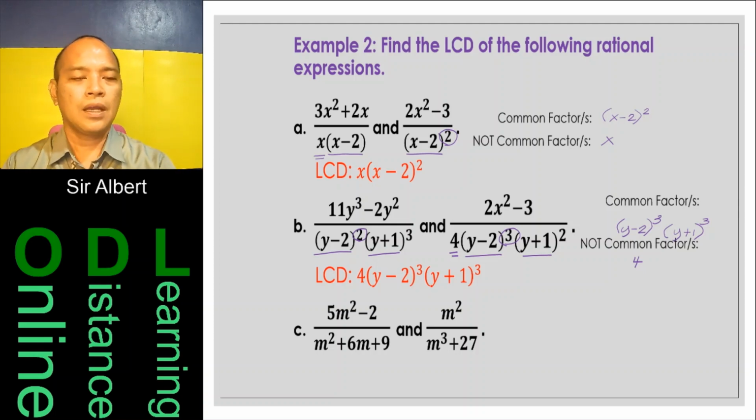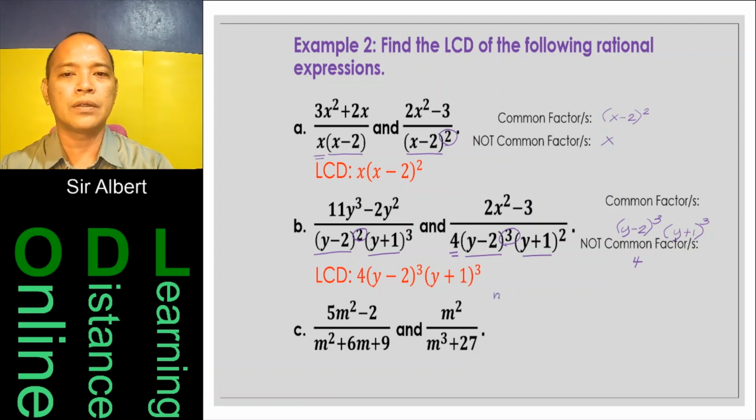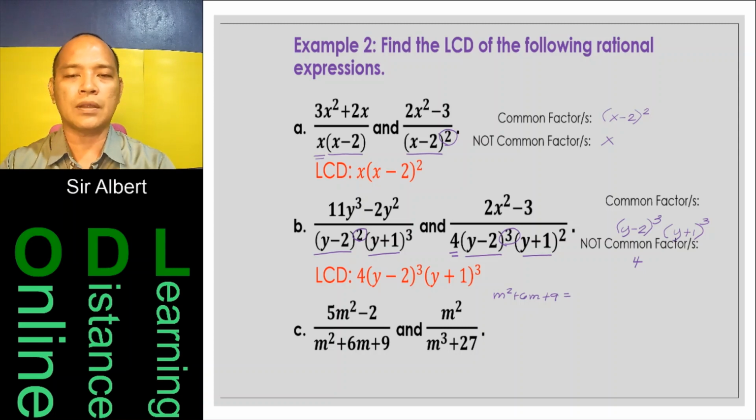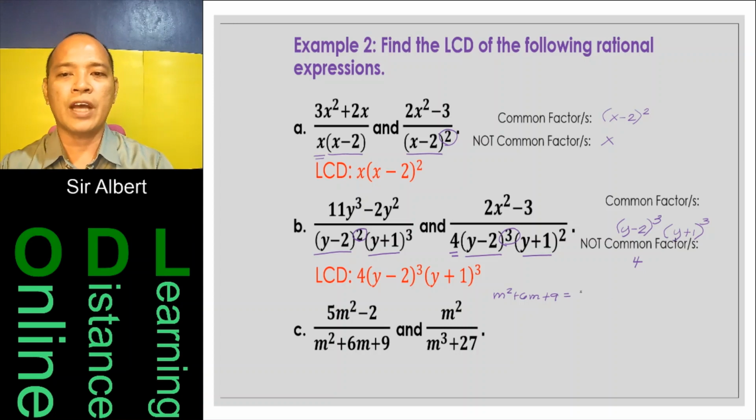Letter C, there is a need for us to express the denominators in factored form. So let's start with m squared plus 6m plus 9. This is a trinomial which can be factored either as a type 1 trinomial, or I hope you see that this trinomial is actually a perfect square trinomial. So the factored form of this is m plus 3 times m plus 3, or we can condense that as m plus 3 quantity squared.